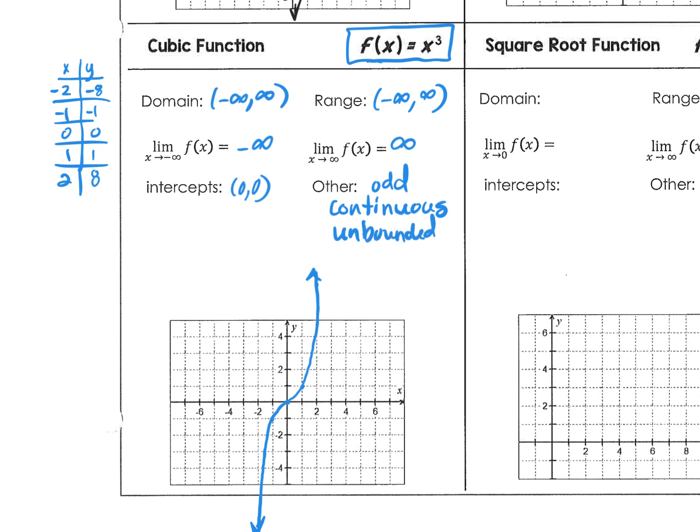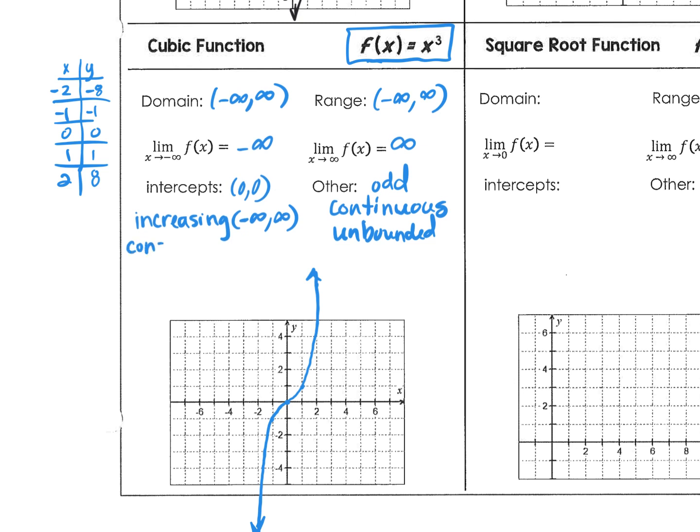All right. What about increasing or decreasing? From left to right, what is the function doing? Increasing. So it is increasing from negative infinity to infinity.